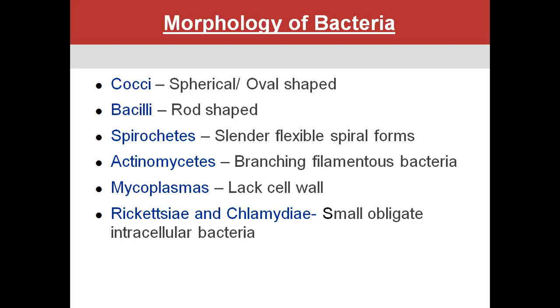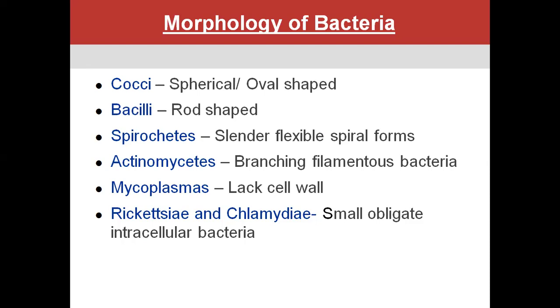Next, morphology of bacteria. Based upon the shape and other characteristics, bacteria are mainly classified into 6 types. The first one is cocci, second is bacilli, third is spirochetes, fourth is actinomycetes, fifth is mycoplasmas, and sixth is rickettsia and chlamydia.